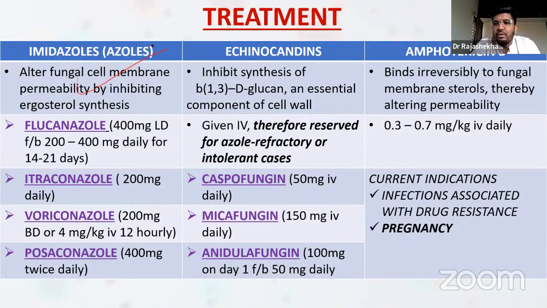If you are dealing with azole-refractory cases, then echinocandins can be used. In this, there are three drugs: caspofungin, micafungin, and the very recently discovered anidulafungin. And if the patient is pregnant, and the infection you are dealing with is disseminated or drug resistant, then you can use amphotericin B, which is a very broad-spectrum and very toxic antifungal, as we usually know. This is a very important thing.